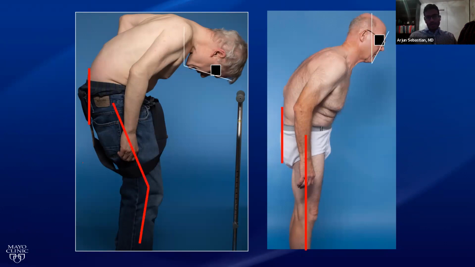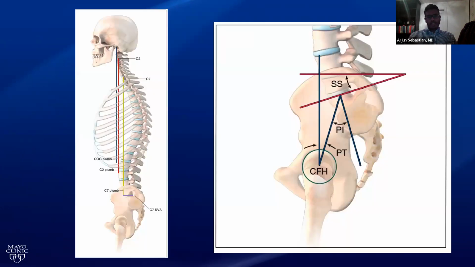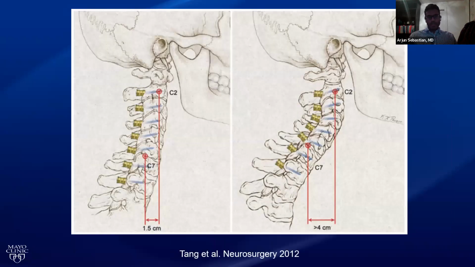And so when we think about some of these factors, we've looked very carefully in the past at the overall alignment parameters for thoracolumbar deformities. It's been well described in the literature. But more recently, we've seen the importance of cervical deformity parameters. And so this paper by Tang in Neurosurgery in 2012 demonstrated better health-related quality of life outcomes for patients with SVAs less than 4 centimeters after fusion.